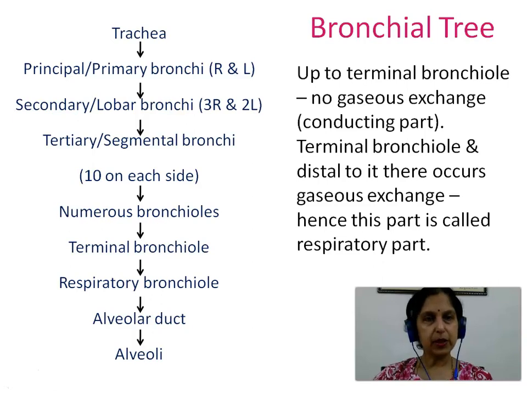These tertiary bronchi then divide into numerous bronchioles, and after many generations of bronchioles, there are terminal bronchioles, and then finally we have the respiratory bronchiole that then leads into the alveolar duct and the alveoli. Now, up to the level of the terminal bronchiole, there is no gaseous exchange, so that is the conducting part of the respiratory system. The terminal bronchiole and distal to it is where the gaseous exchange occurs, hence that is the respiratory part.